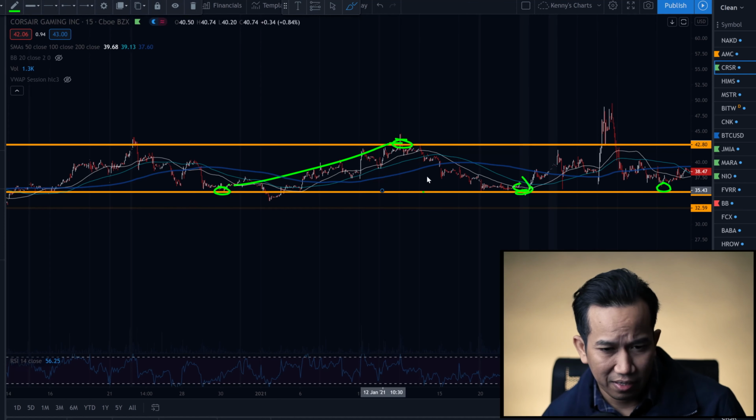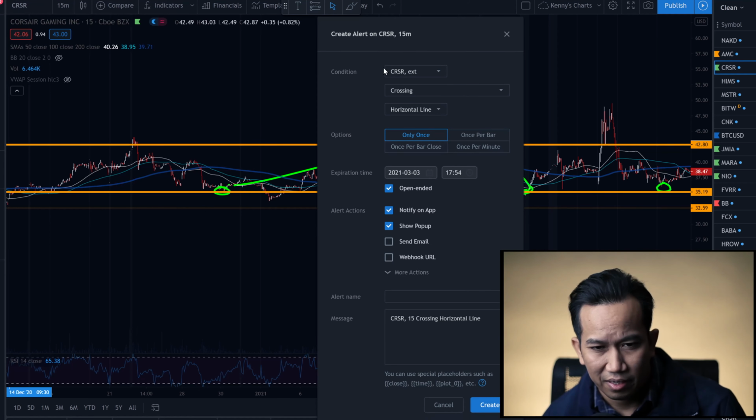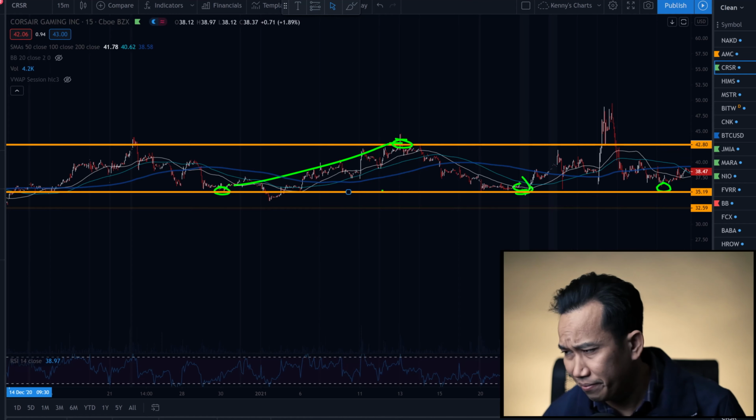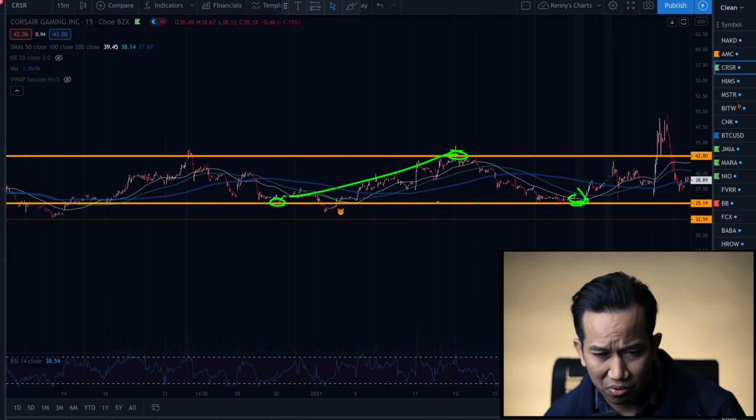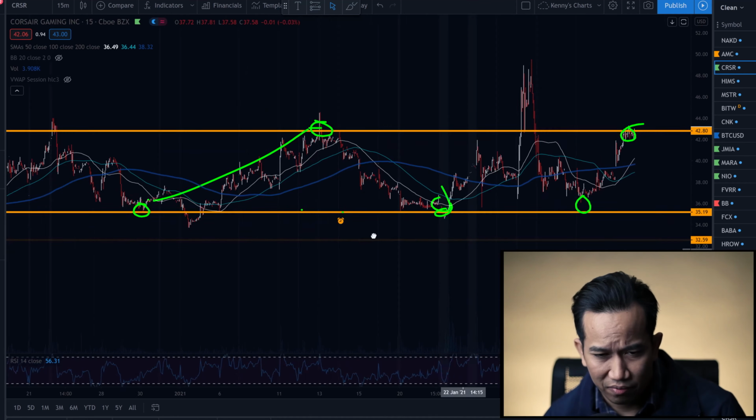I click on the line, and I add an alert. And now every time it crosses that line, it sends an alert to my phone. And so I know. I'm like, hey guys, buy Corsair. See what I'm saying? Real simple, right?